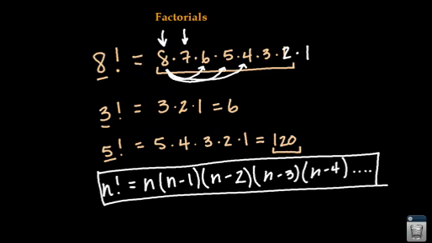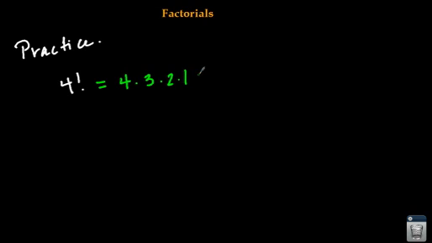All right, so let's go ahead and I want you to practice. I would like you to find 4 factorial, so evaluate. What you should have written is 4 times 3 times 2 times 1, and this equals 24. So 4 factorial equals 24.